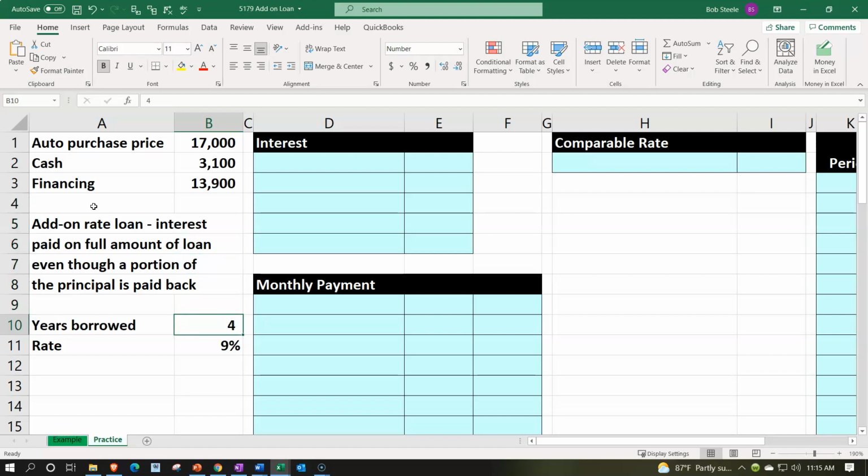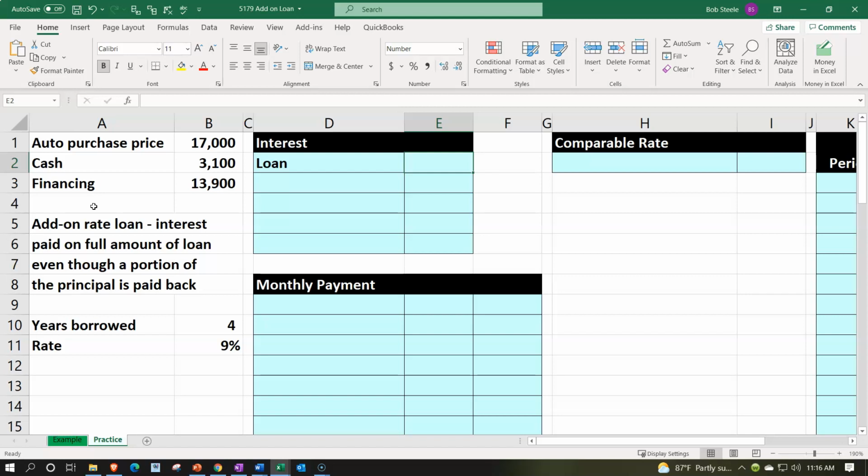We're going to say years borrowed, 4 years, and the rate's going to be 9%. So the first thing we'll do here is set up the loan. We're going to calculate the interest for the full time period, the 4 years, with a simple interest for 1 year, and then we'll just multiply times 4, and that's the interest we're going to pay throughout the loan.